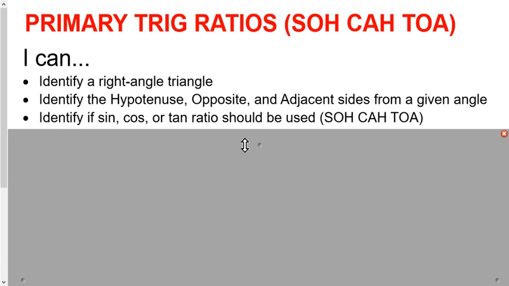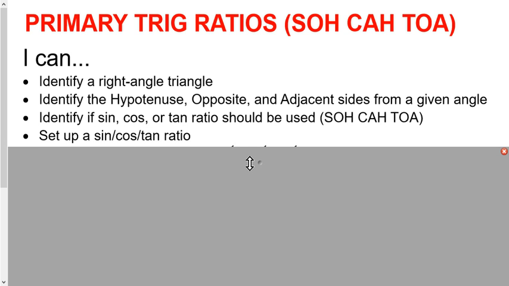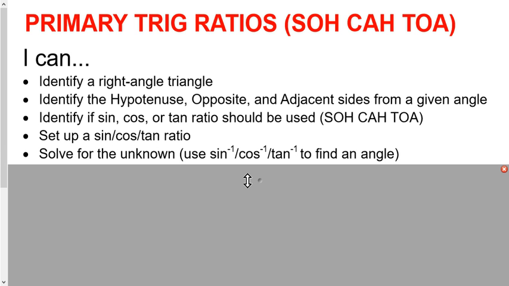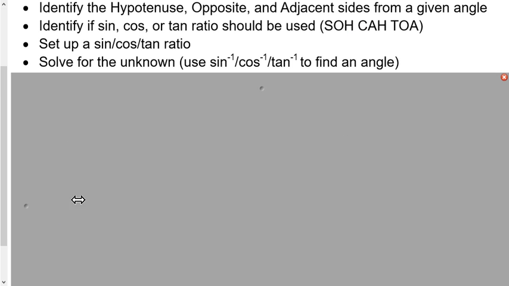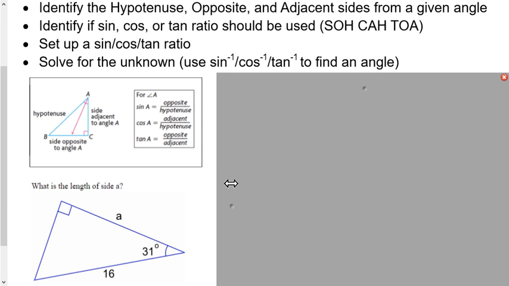Can I identify if sine, cos, or tan ratio should be used, knowing sine is opposite over hypotenuse, cosine is adjacent over hypotenuse, and tangent is opposite over adjacent? Can I set up a sine, cos, or tan ratio? And then can I solve for the unknown? So sine inverse, cosine inverse, or tan inverse to find an angle if I'm talking about an angle in that particular case. Let's start by having a look at a problem where we're trying to find a side.